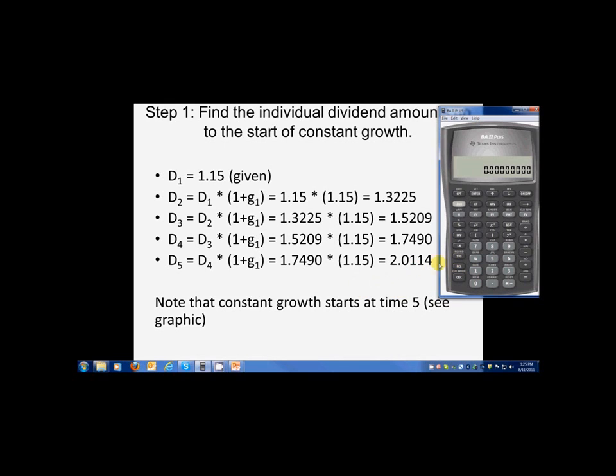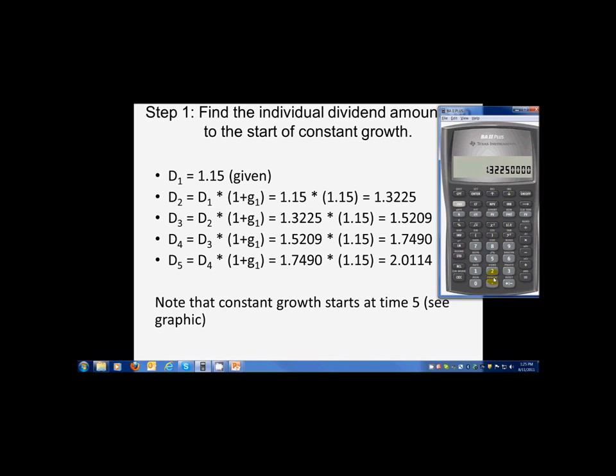Now, we know that this thing is going to grow at 15% per year. So the way I figure out what the next one is, is to take the current one and multiply by 1 plus that growth rate, which is 15%. So I'm going to recall 1, multiply that by 1 plus 0.15, and so my dividend at time 2 is actually 1.3225. I'm going to store that in location 2.